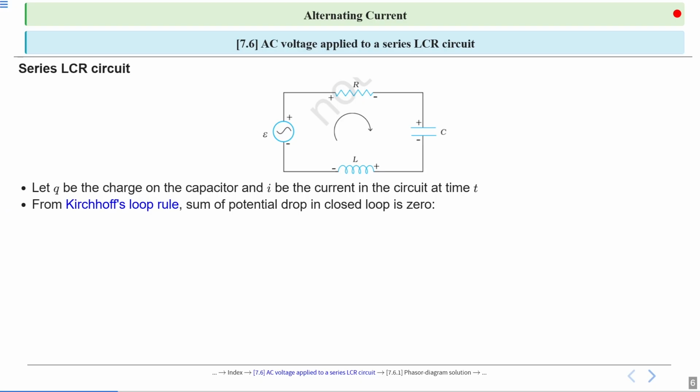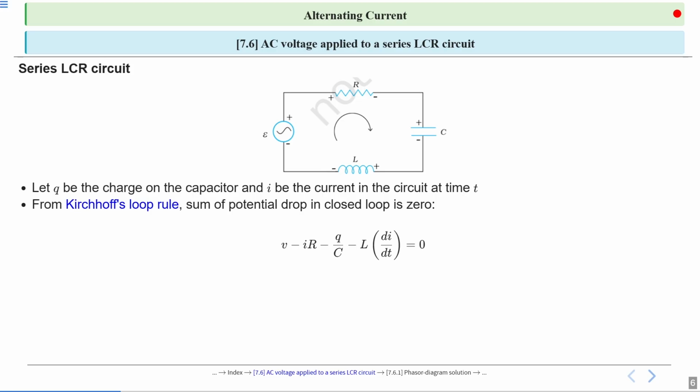Okay, so from Kirchhoff's loop rule, the sum of potential drops in a closed loop is zero. Now move in the clockwise direction. In this voltage source, you are moving from negative to positive at any instant. So the instantaneous voltage across this voltage source is V. Now you have reached this resistance. You are moving from positive to negative, so the voltage drop across this resistor will be taken negative. So minus IR. Now you have reached this capacitor.